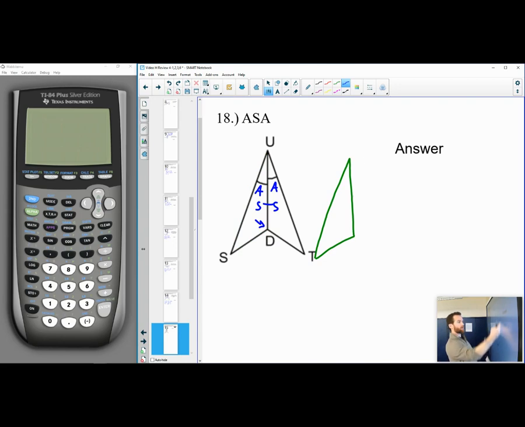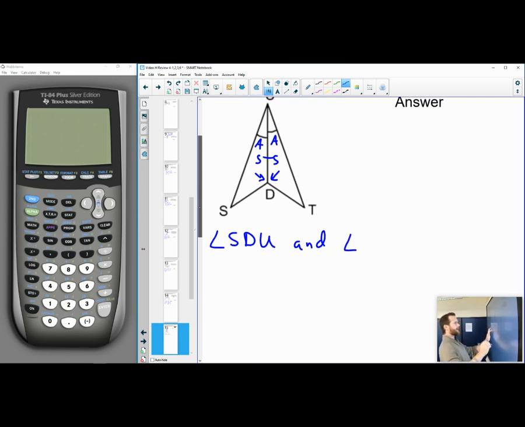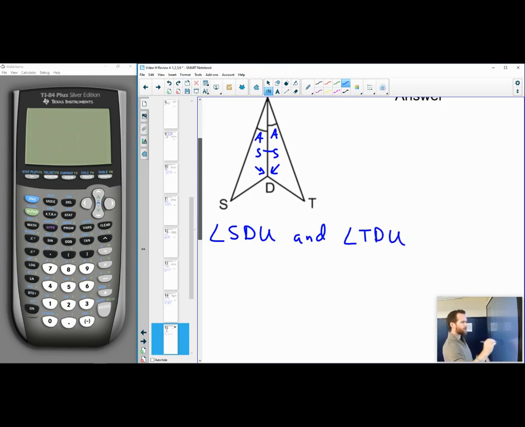And in the other triangle, let's get rid of that. In the other triangle, this triangle right here, we would need this angle. That would make it angle, angle, side. So we can move that out of the way. And then we can just write our answer. So angle, again, we cannot say angle D because both of them could be called angle D. So we'd have to say angle SDU and angle, what's the other one? TD, that's a U up there? Yeah, TDU. TDU would need to be congruent.